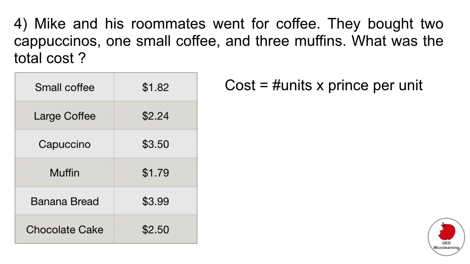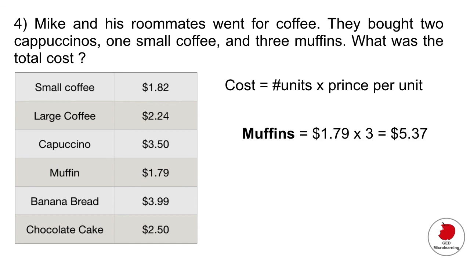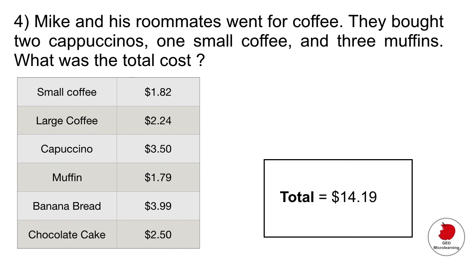So here, the first thing that you would do is you would look at your drinks. They had 2 cappuccinos, so you would multiply 350 times 2 to get the cappuccinos, and then add the small coffee. That gives you that amount. And then you're going to repeat that for the muffins, and then add these two numbers together, which gives you a total of 14 and 19 cents.